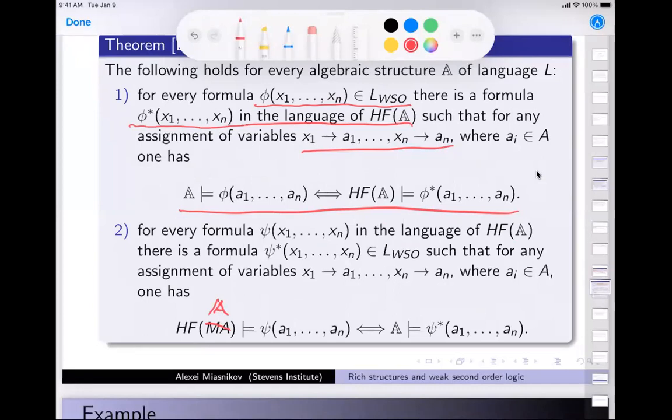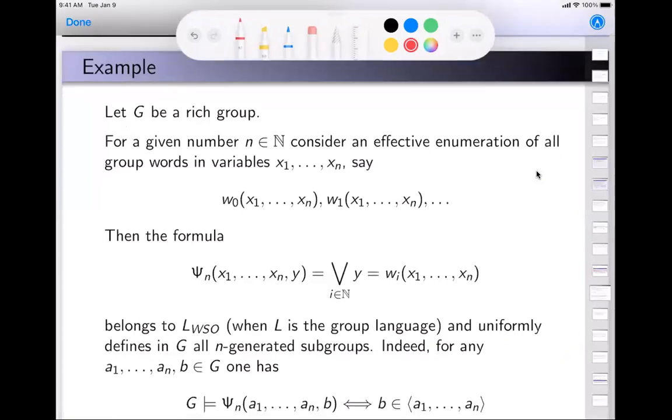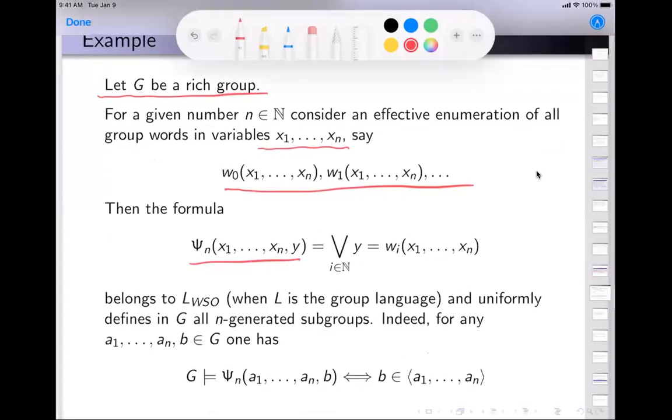So now we can use formulas from the HF superstructure, but also we can use this fragment of the logic L omega 1 omega. And it's convenient. For example, this example shows you that it's convenient to have both. Suppose you have a group, suppose it's rich. For a given number n, consider an effective enumeration of all group words w_i in the variables x1, ..., xn. Group words means you have variables and their inverses, and you concatenate, so they are words on this finite alphabet with inverses. You enumerate them effectively and consider the formula psi n, which is the disjunction of the very simple atomic formulas y is equal to w_i of x1, ..., xn.